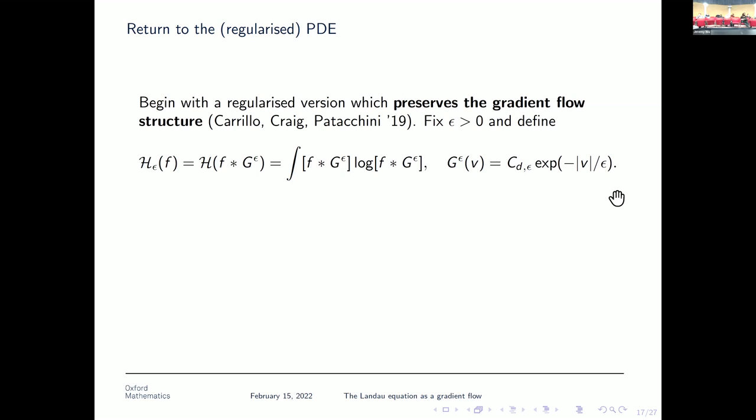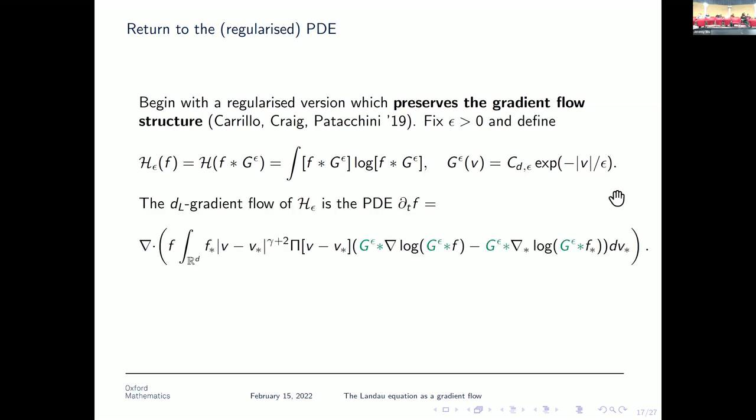So what is the point here? Then I can look at the gradient flow, the gradient descent of H epsilon with respect to the Landau metric. The PDE that you would get, sorry, this is covering a bracket. I have no idea how much clearer that made things. But the point is that the collision term now reads this with the regularization. I've highlighted in green the new additions to the Landau equation subject to this regularization. So you have a g epsilon basically around the logarithm terms.